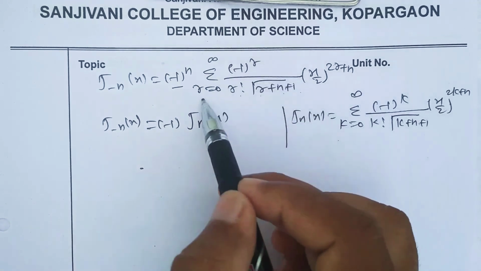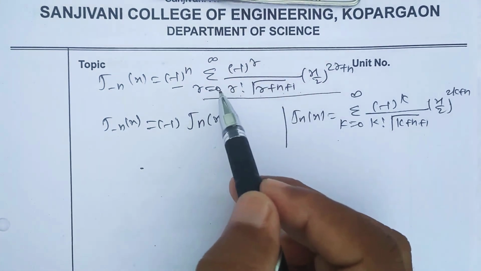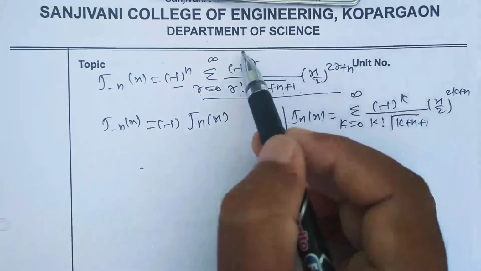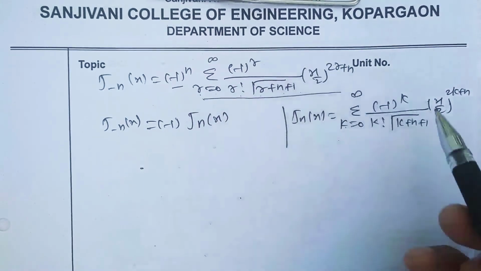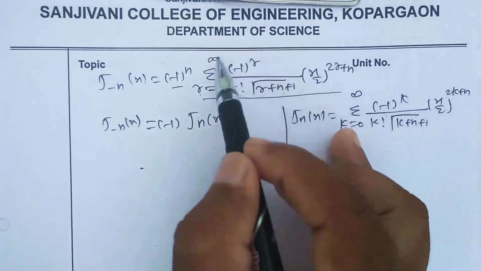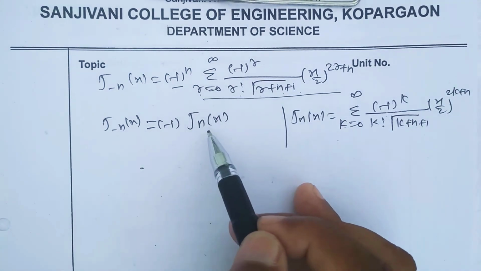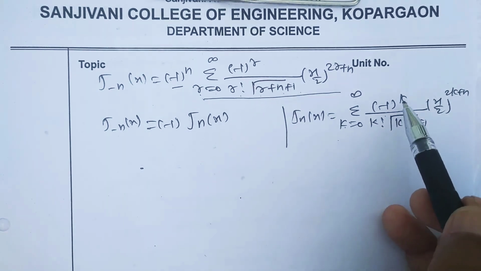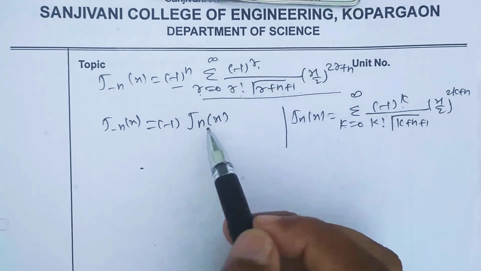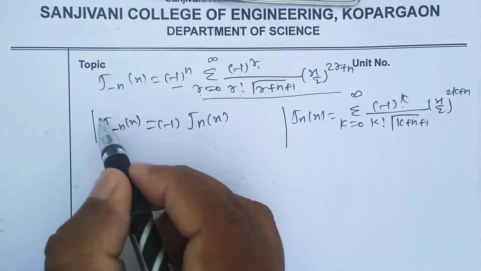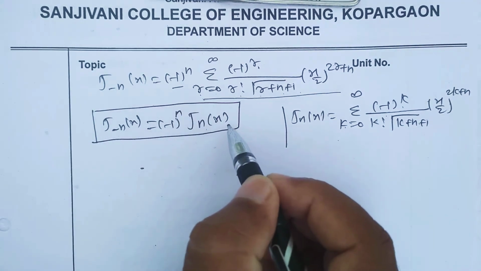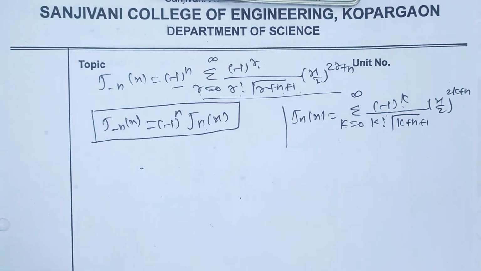Now if you look at this term, here there is a term of r instead of k. But there is no effect of the notation k or r. So this term is also Jn of x, because just here the notation is k and here the notation is r. So we can write this term as Jn of x. So you will get J minus n of x is equal to minus 1 raised to n into Jn of x. That is the proof of this result.